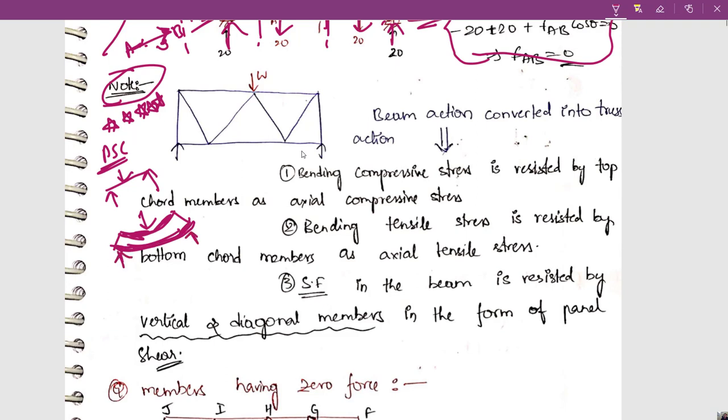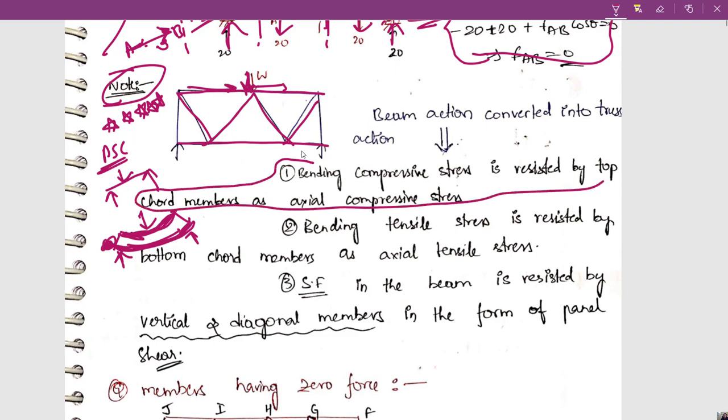So similar to the beam, when the load is passing through the truss like this, the same thing happens. For example, if the load is here, this bending compression stress is taken up by the top cord, and this tensile stress is taken up by the bottom cord, and whatever shear force is there is taken up by the inclined members. I hope it is clear. Now read the point, you will understand. The bending compressive stress is resisted by the top cord by axial compressive stresses. Bending tensile stress is resisted by the bottom cord member as axial tensile stresses.